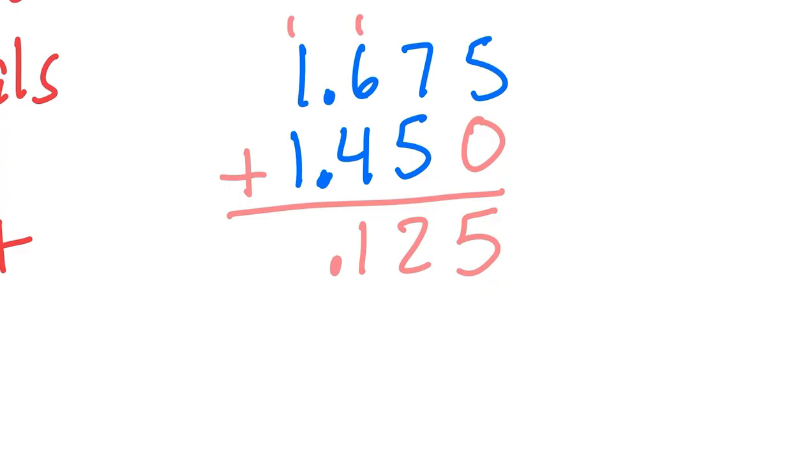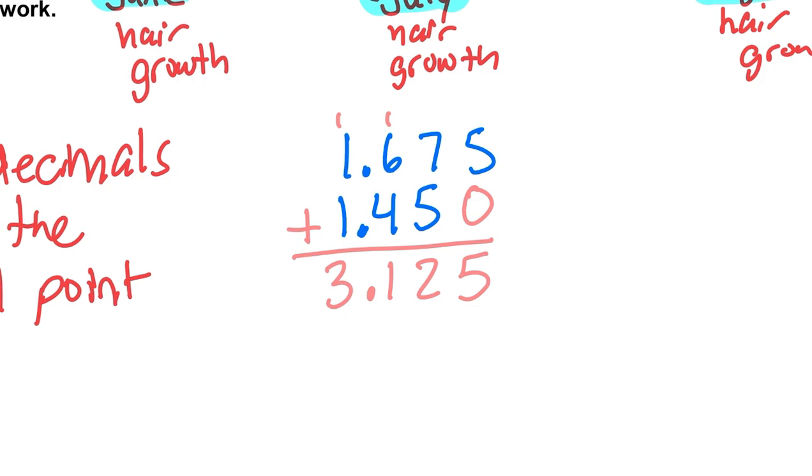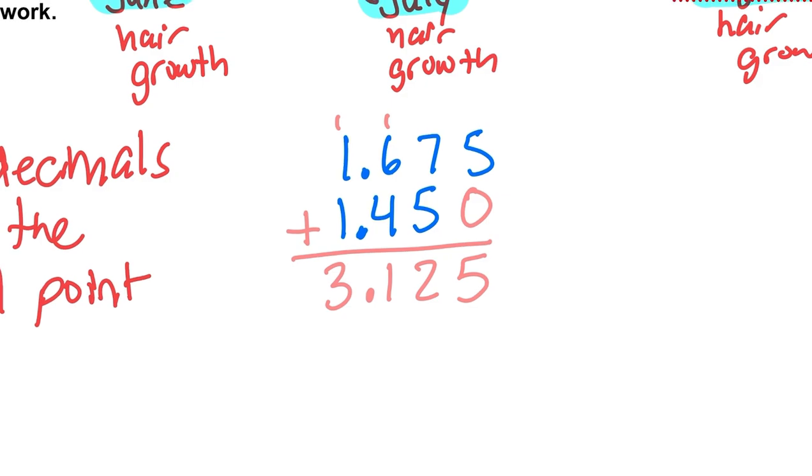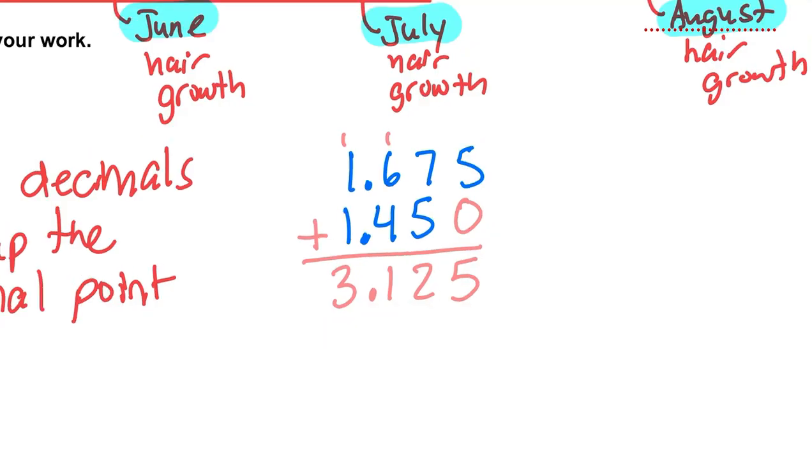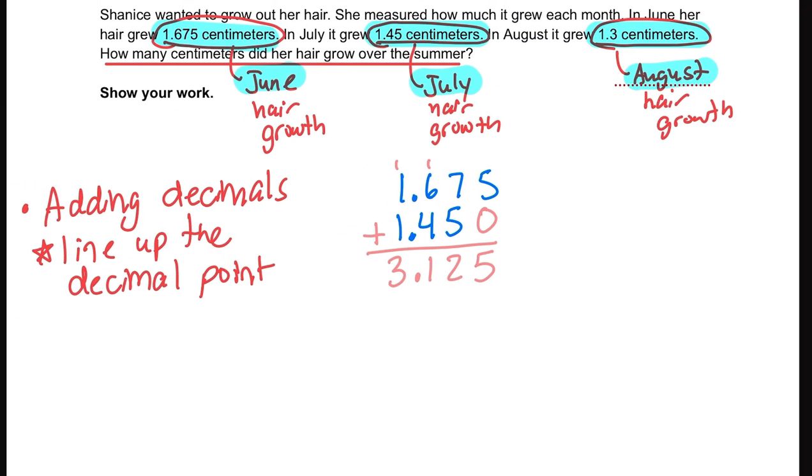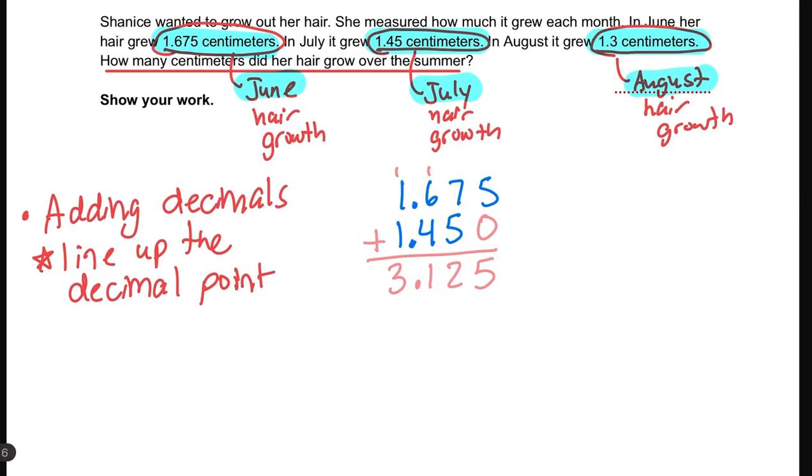And now we'll add 1 plus 1, which is 2. 2 plus this 1, which is 3. So our answer is 3.125, which is properly read as 3 and 125 thousandths. But here's the thing, that's not the final answer, because that's only from 2 months of hair growth. That's only for June and July. We still haven't added the August hair growth yet.